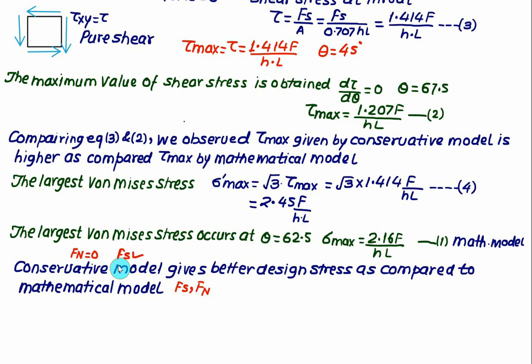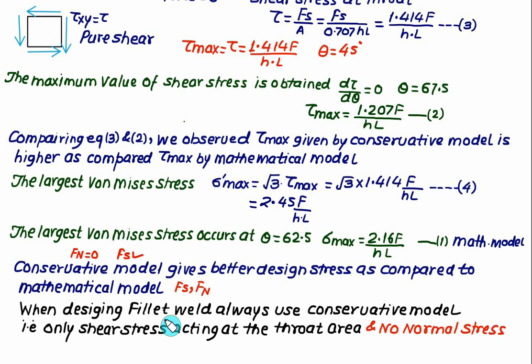So whether it's a transverse loading or a parallel loading, as we have seen previously, only the effect of shear force you have to consider, that is, the effect of shear stress. So whenever we are designing the fillet weld, always use the conservative model. That is what we have explained here. That is, only the shear stress acting at the throat you have to consider, and there is no normal stress you have to consider in designing the fillet weld. So this formula is useful for us: tau max is given as 1.414 F divided by H into L, and the failure will occur at theta equal to 45.